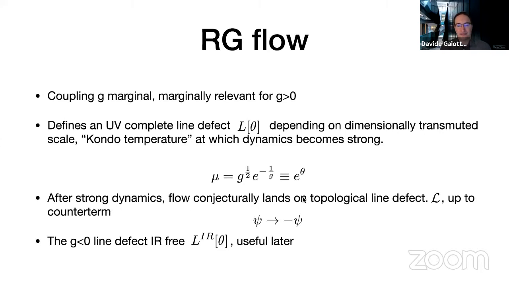Now, you start with a weakly coupled defect in the UV, you turn on this coupling, there is some complicated RG flow, and at some point strong coupling happens, and you end up with something completely different, which is a topological line defect across which the fermions are reflected.